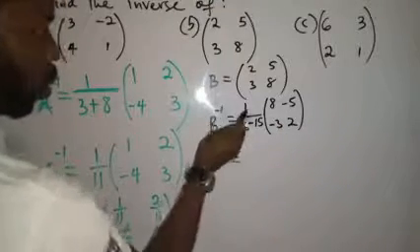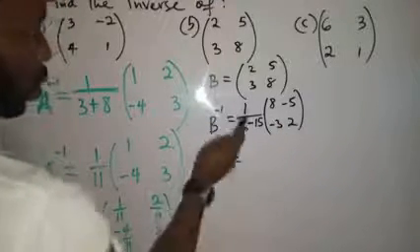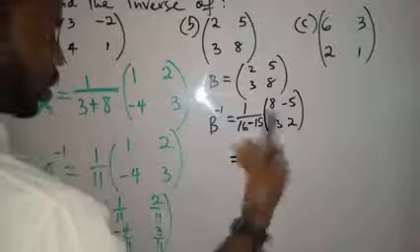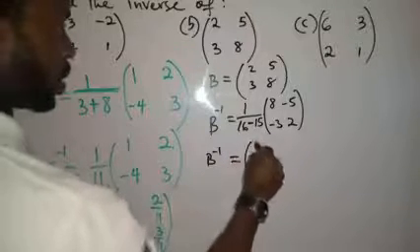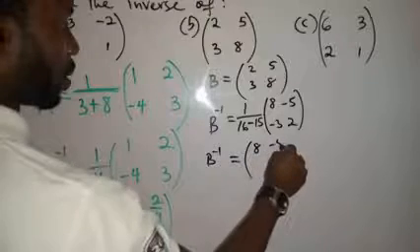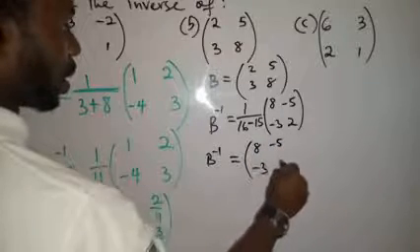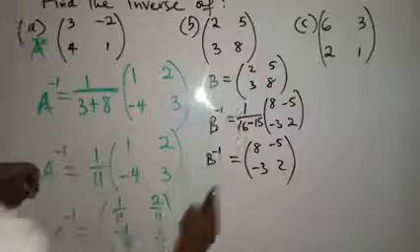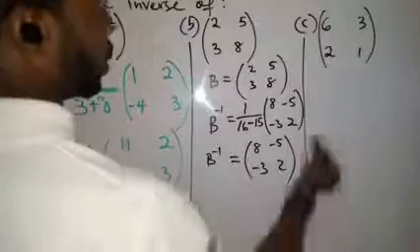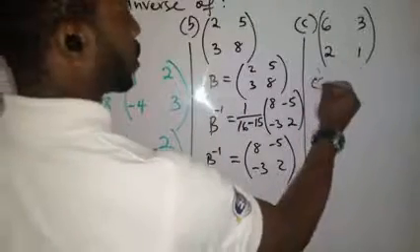This happens to be 1 over 1. 1 over 1, and 1 over 1 is what? Is 1. So my B inverse is just 8, minus 5, minus 3 and 2, because 1 over 1 is 1. This last part, let me call it C.